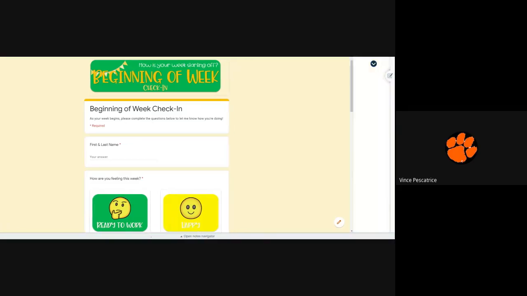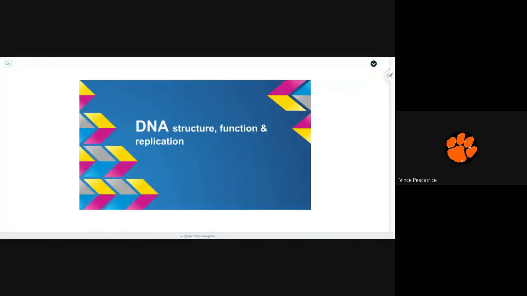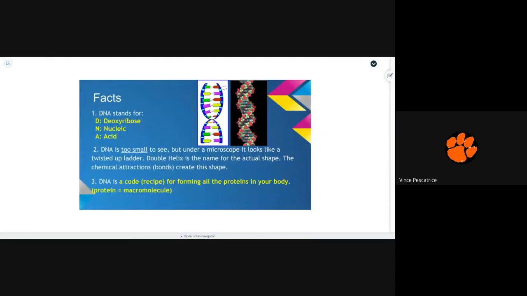All right, so today we are going to be starting with DNA structure, function, and replication. Last week we talked about the cell structures and functions and how passive transport and active transport work. Today we're going to start talking about DNA. I know we're skipping around a bunch because I'm just trying to get a condensed summer school version into this class. So first up, facts about DNA.